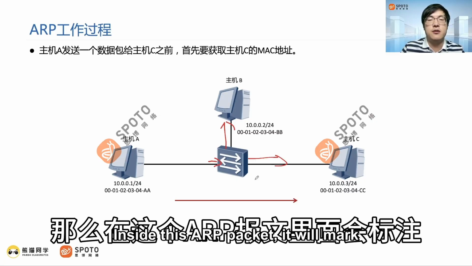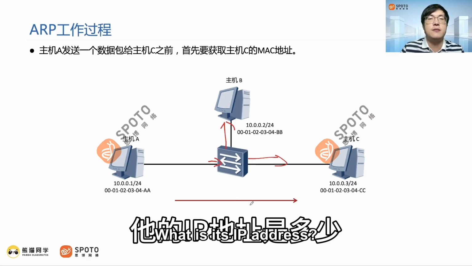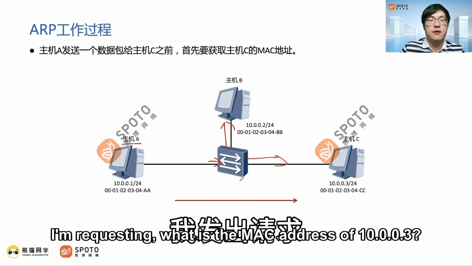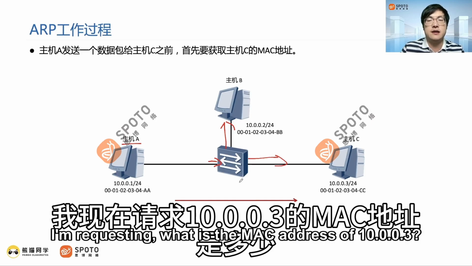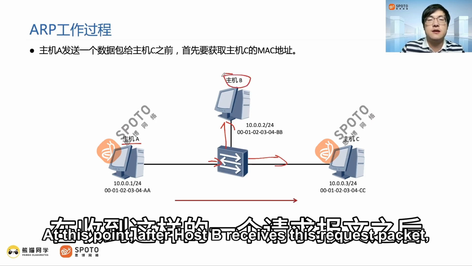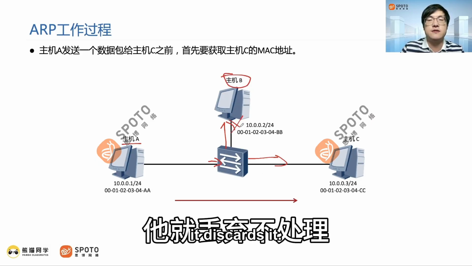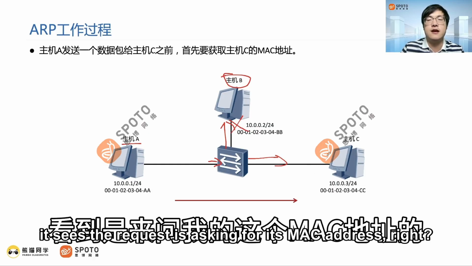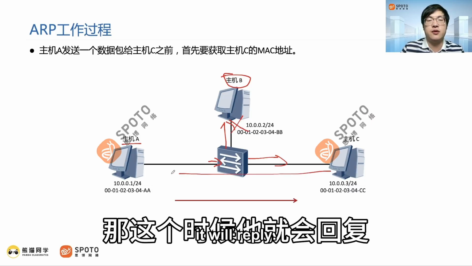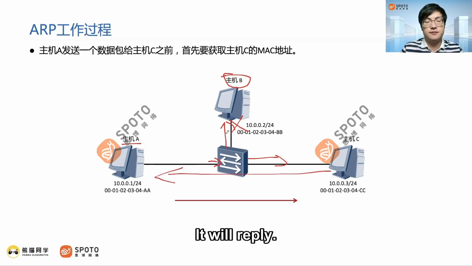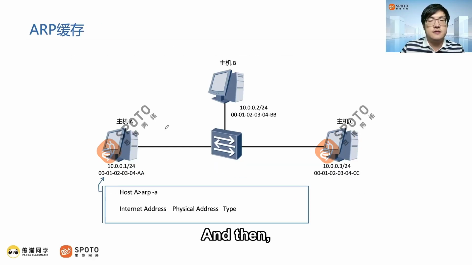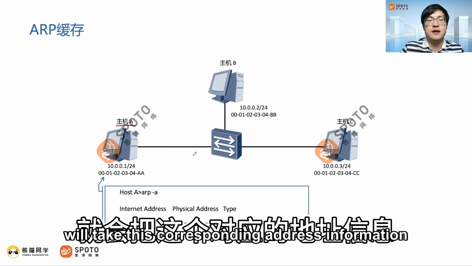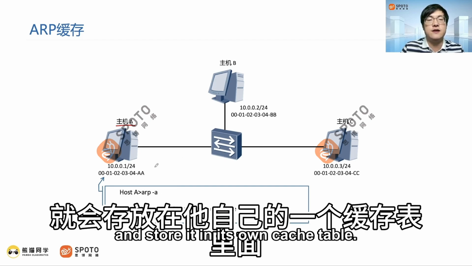Inside this ARP packet, it will mark the host I need to request, what is its IP address? Right? For example, this host right now. I send out a request. I'm requesting, what is the MAC address of 10.0.0.3? At this point, after host B receives this request packet, it discards it. It does not process it. Then after C receives it, it sees the request is asking for its MAC address, right? So at this point, it will reply. And then, after receiving this reply, host A will take this corresponding address information and store it in its own cache table.